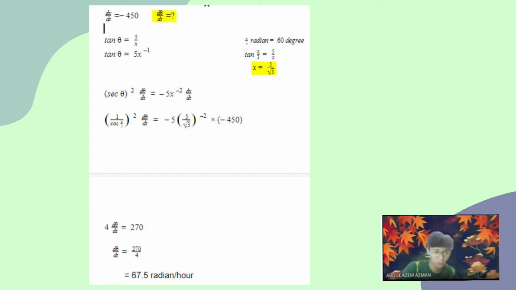So now we want to find d theta over dt. We need to move this 4 to the right side, so 270 will be divided by 4, and the final answer for d theta over dt we will get is 67.5 radians per hour. We have now answered the question of how fast the camera has to rotate in order to keep the plane in view, which is 67.5 radians per hour. That's all from me.